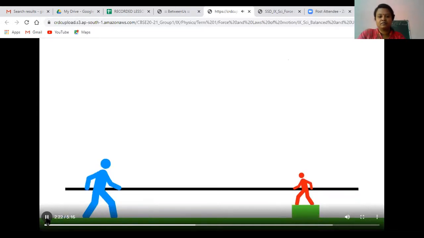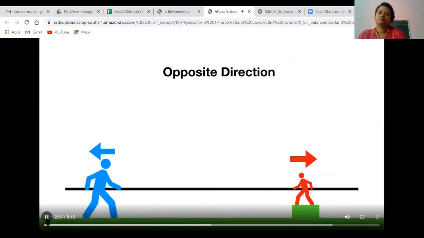Let's look at another tug of war contest. Now we can see here that the blue team is pulling to the left and the red team is pulling to the right. They're pulling in opposite directions. But how could you describe the size of each team's force? Well, you can see the blue team is a larger person. They're going to pull with more force than the red team, who's a smaller person. So these forces have different sizes.